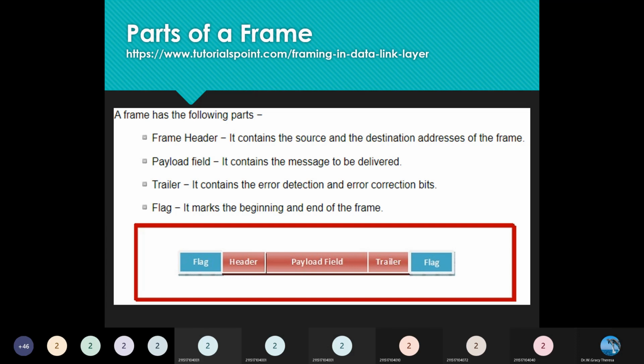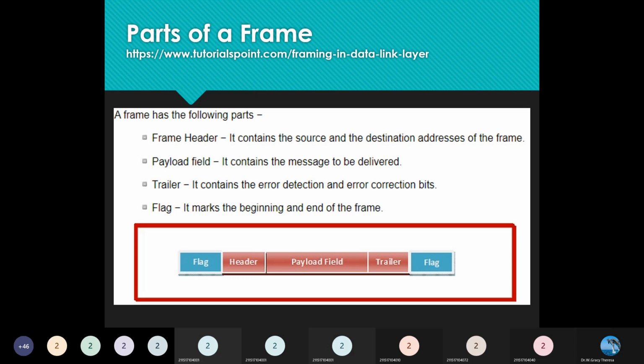So for each and every frame, to tell the receiver that this is the starting position of the frame and this is the end of this particular frame, each and every frame is encapsulated with a flag bit. The flag bit will indicate that this is the start of the frame, and after the frame structure, at the end, there is another flag bit to indicate this is the end of the frame. So each and every frame has its own flag at the top as well as at the bottom, and the top indicates that this is the starting of the frame, and the bottom indicates that this is the end of the frame. So it marks the beginning and the end of the frame.